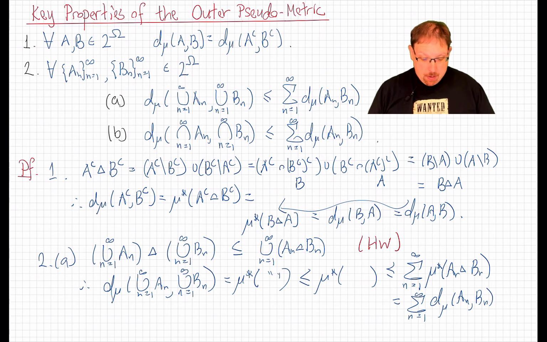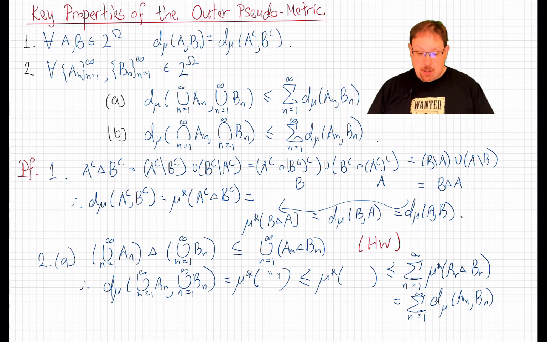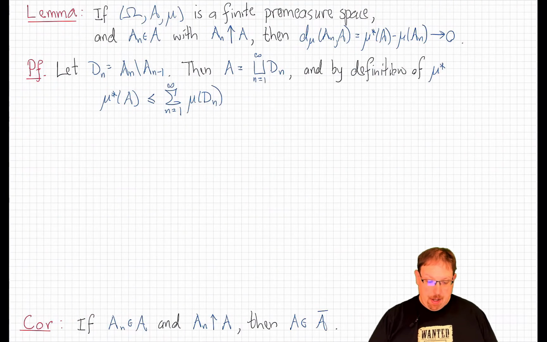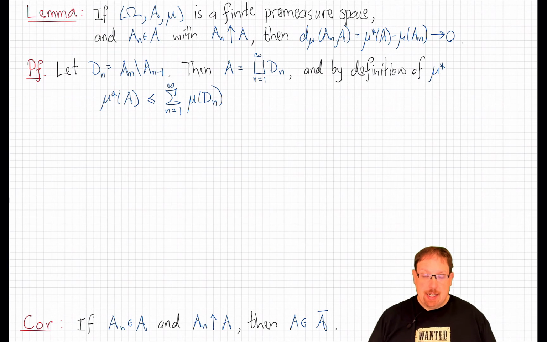For part B, we could argue very similarly, or we could use part A in conjunction with number 1. Taking complements turns unions into intersections, and if you work that throughout, you'll see that part A turns into part B. Next, we need a lemma, which tells us that convergence in the sense of sets, where a sequence of sets increases to some limit, which is the union of this increasing sequence of pieces, that naive notion of convergence matches up with convergence in the outer pseudo-metric.